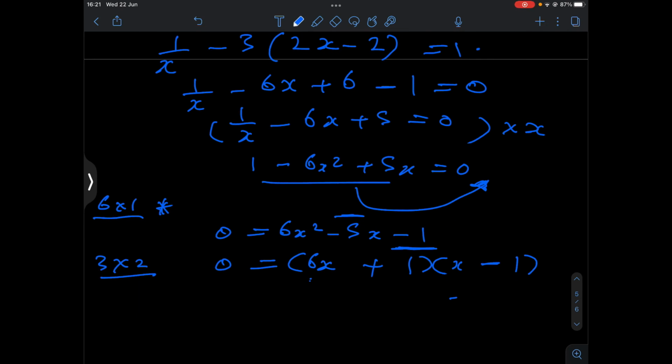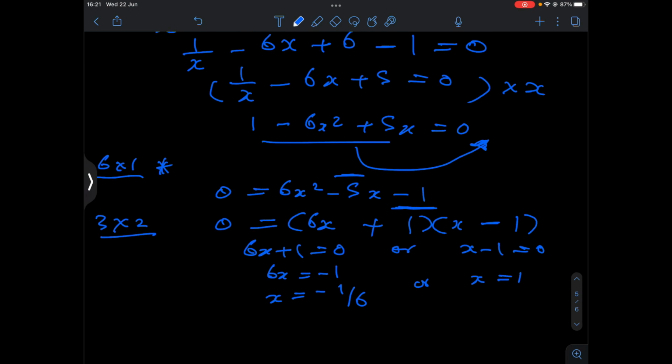Now, which means our solutions are 6x plus 1 equals 0, or x minus 1 equals 0. In this case, 6x equals negative 1, so x equals negative 1 divided by 6, or x equals 1. So these are our x values.